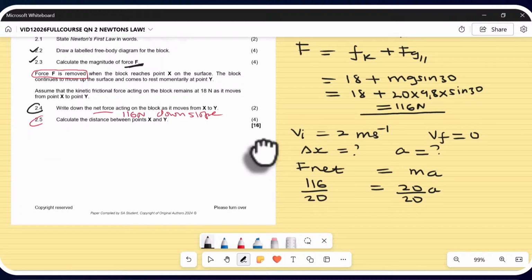Negative 5,8 meters per second squared. Yes, we can now find the distance.